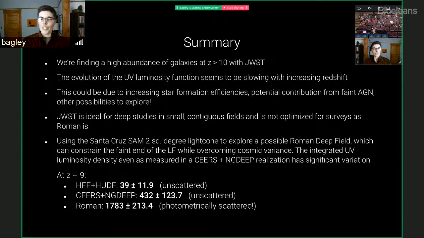We could be seeing increased star formation efficiencies. We could be seeing contributions from faint AGN. We could be seeing a changing of the IMF. There's a ton of possibilities to explore and a lot of really great questions to answer in the coming years.